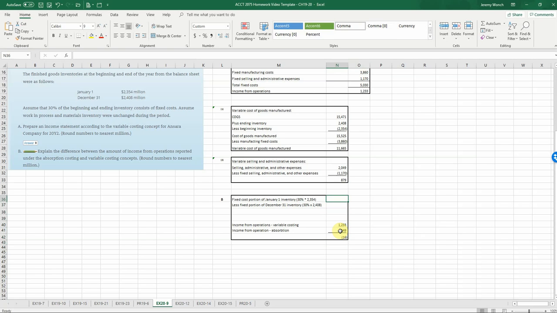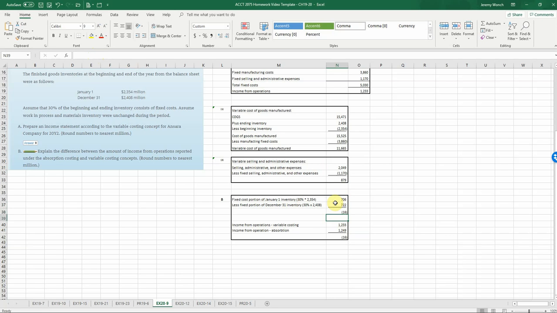How we got to that was the fixed portion of our beginning inventory of 2354, so that's 30%. Subtract the fixed portion of our ending inventory, which is times 30%, which is our 16 difference.